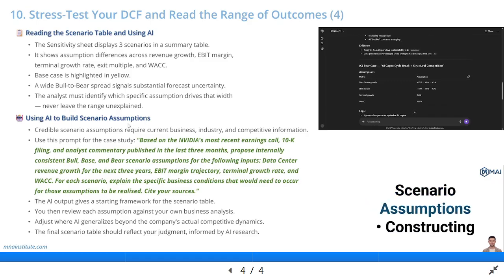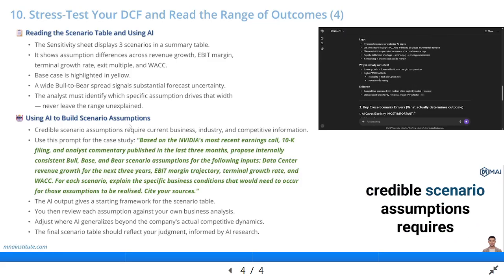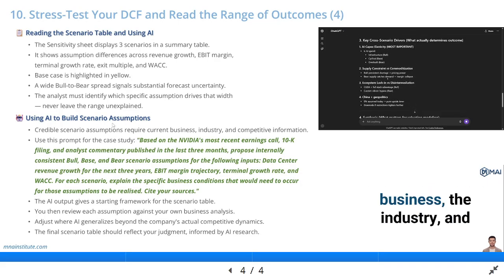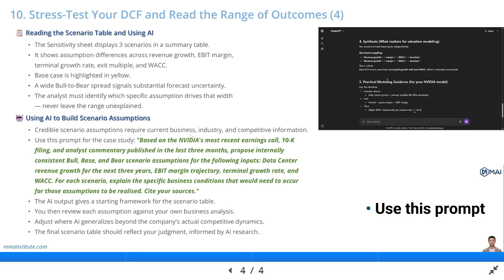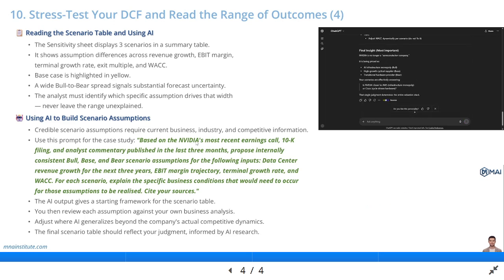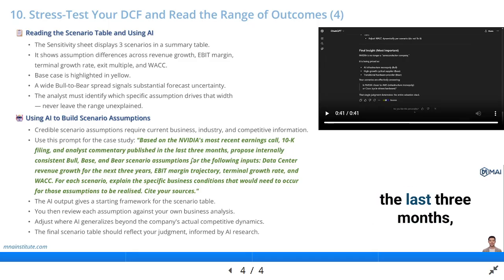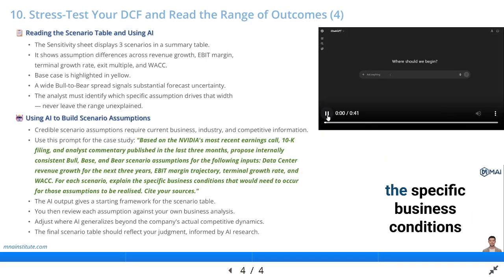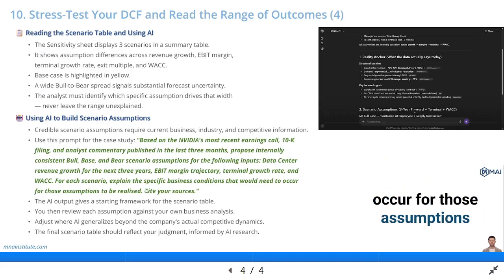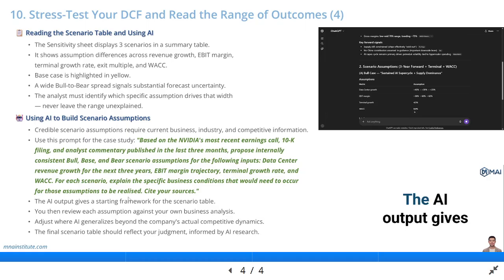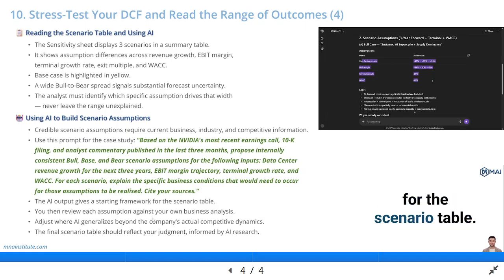Using AI to build scenario assumptions. Constructing credible scenario assumptions requires current information about the business, the industry, and the competitive environment. Use this prompt for the case study in this module. Based on NVIDIA's most recent earnings call, 10-K filing, and analyst commentary published in the last 3 months, propose internally consistent bull, base, and bear scenario assumptions for the following inputs: data center revenue growth for the next 3 years, EBIT margin trajectory, terminal growth rate, and WACC. For each scenario, explain the specific business conditions that would need to occur for those assumptions to be realized. Cite your sources.